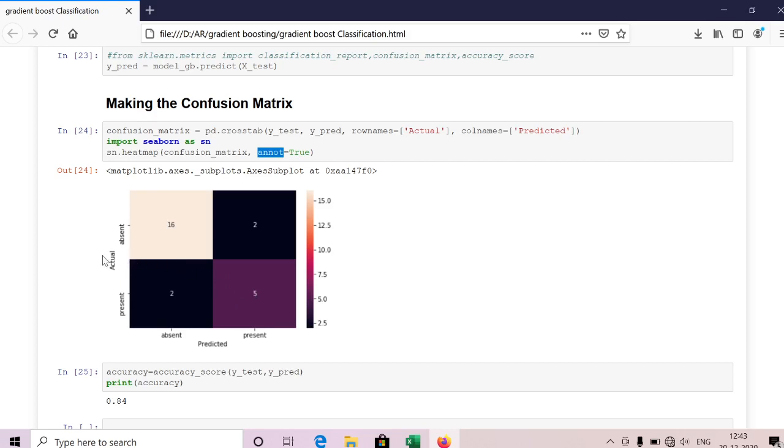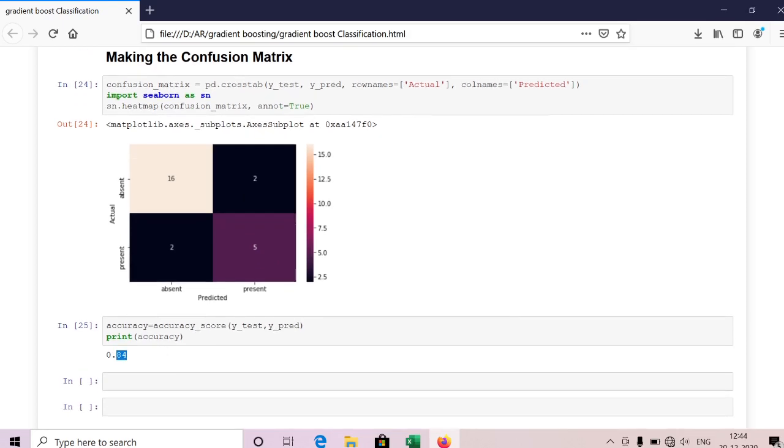For example, the actual is present but the prediction is absent. This is a wrong prediction. Actual is absent and prediction is present. This is also a wrong prediction. These two are wrong predictions, and these two are correct predictions. 21 predictions are correct and 4 predictions are wrong. That's why 21 divided by 25 gives 84 percent accuracy. With accuracy score, I'm passing the y test and y prediction, and similarly 21 divided by 25 gives 0.84 accuracy.